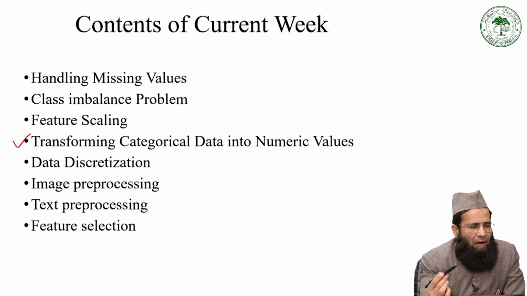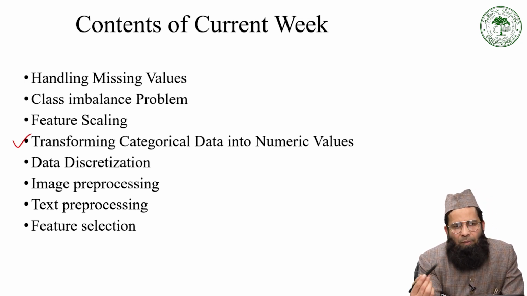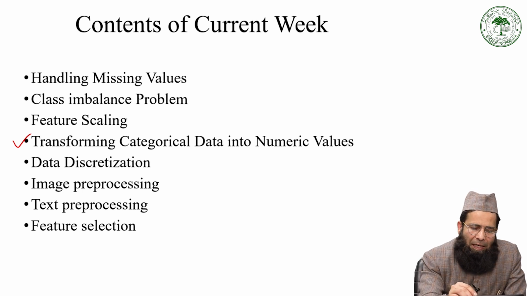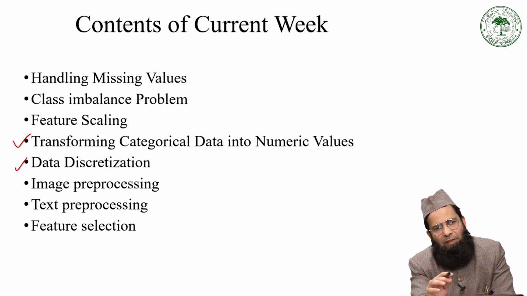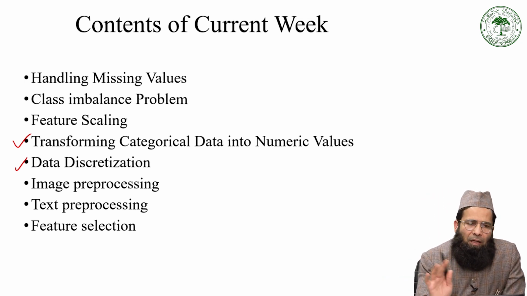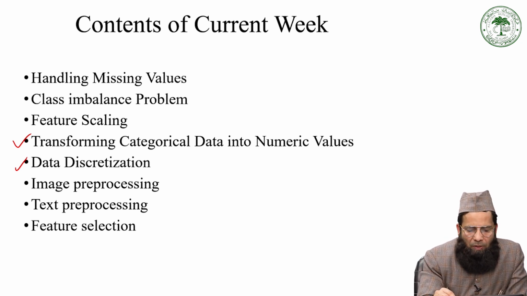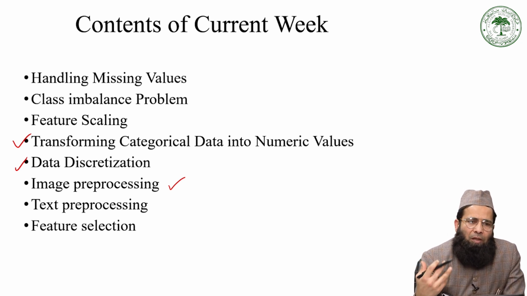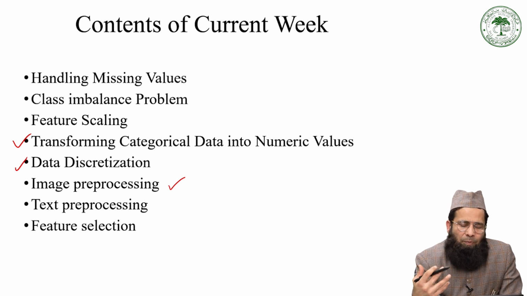For that purpose, we have different methods and mechanisms to convert categorical data into numeric values. Then we'll discuss data discretization as well, where we convert numerical values into different categories, or you could say discrete values. Then we'll discuss image pre-processing, and how to handle the class imbalance problem as far as image pre-processing is concerned.